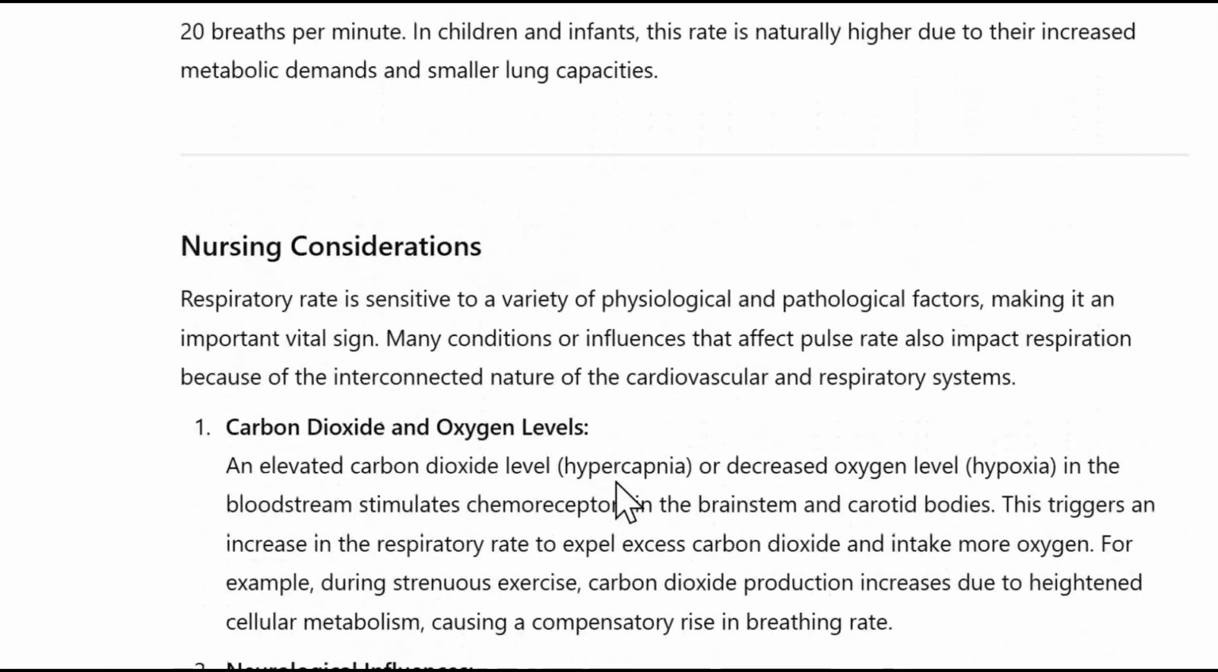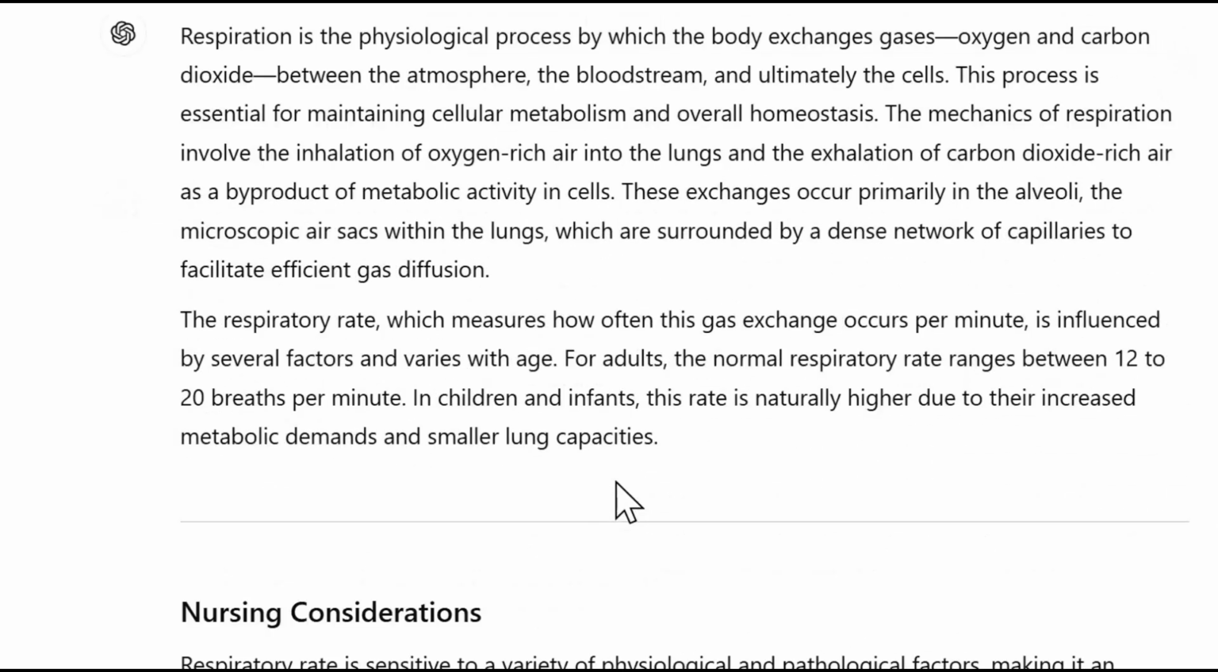Respiration is the physiological process by which the body exchanges gases, oxygen and carbon dioxide, between the atmosphere, the bloodstream, and ultimately the cells. This process is essential for maintaining cellular metabolism and overall homeostasis. The mechanics of respiration involve the inhalation of oxygen-rich air into the lungs and the exhalation of carbon dioxide-rich air as a byproduct of metabolic activity in cells.